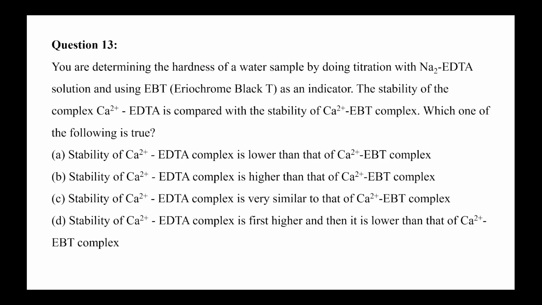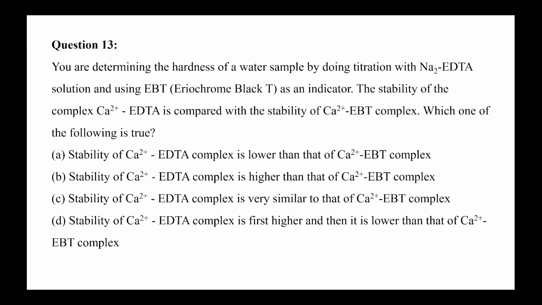Hardness of water is defined as the amount of metal ions present in the water, mainly Ca2+ and Mg2+ ions. So you have to determine the concentration of Ca2+ ions to determine the hardness of water. Now, which of the following statements is true?